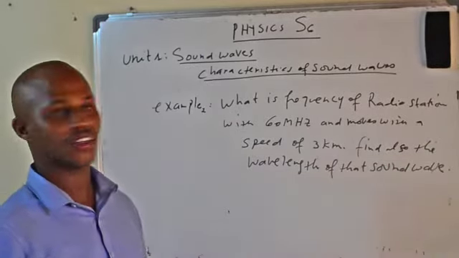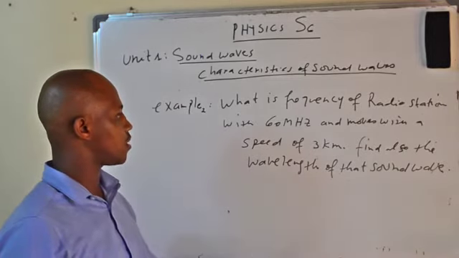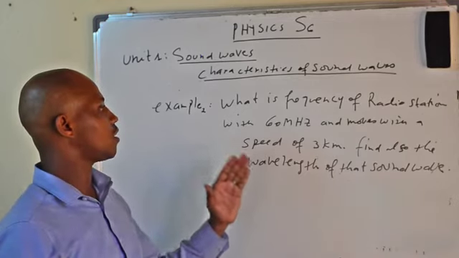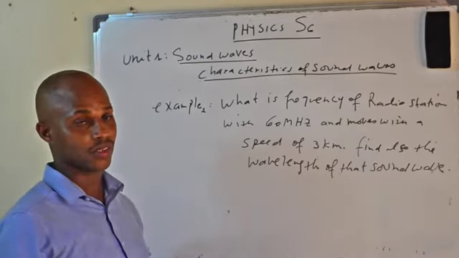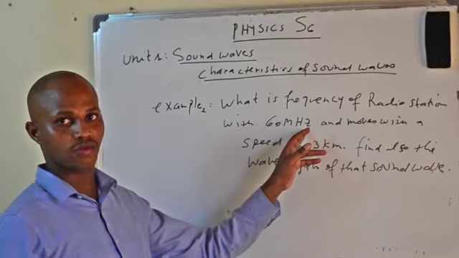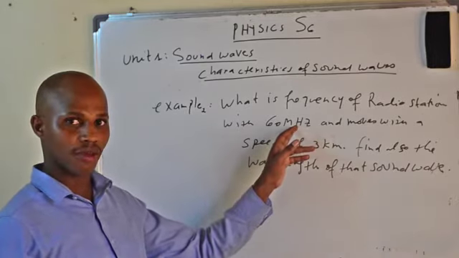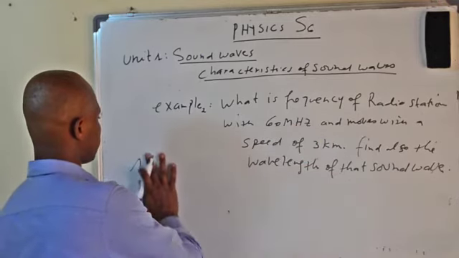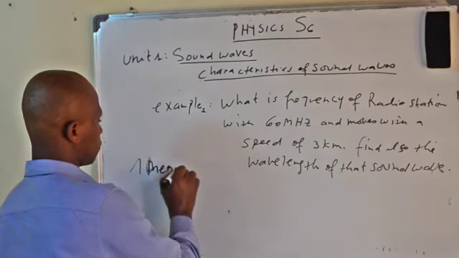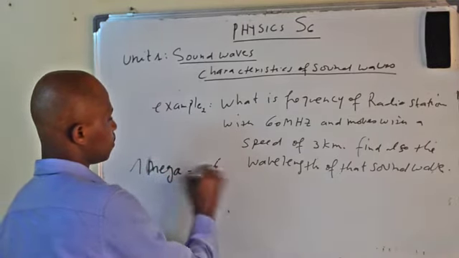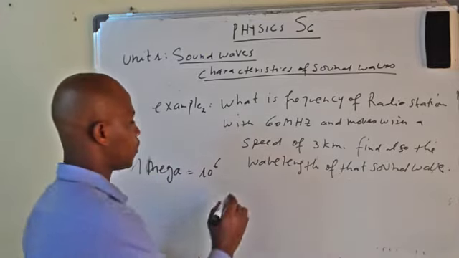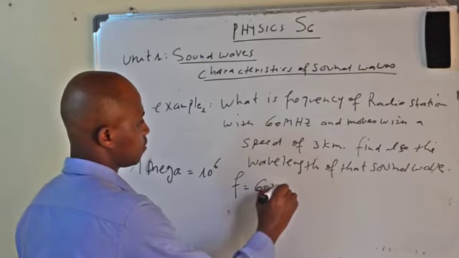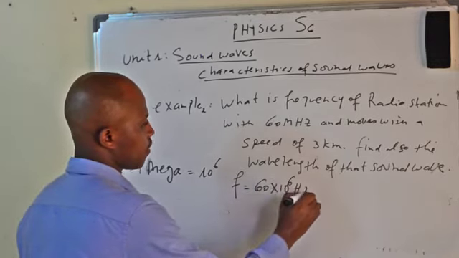Very interesting. What is the frequency of a radio station? All of us, we are familiar with radio stations. With 60 megahertz, what is that? That's the frequency. Remember, hertz is the sign of the frequency. Mega, what is mega? Let us remember, 1 mega is equal to 10 power 6. To mean the frequency that we have is 60 times 10 to power 6 hertz.